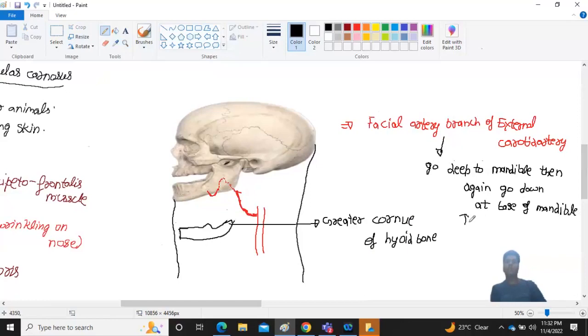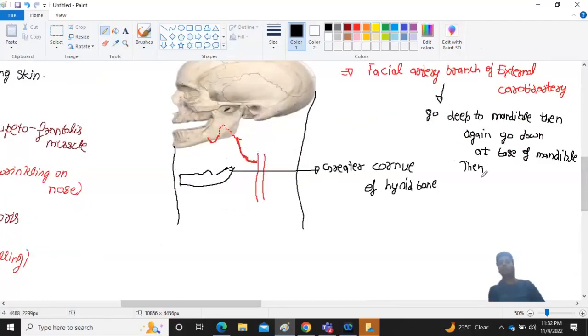Then it pierces the deep fascia of the neck, and now it gives many branches.